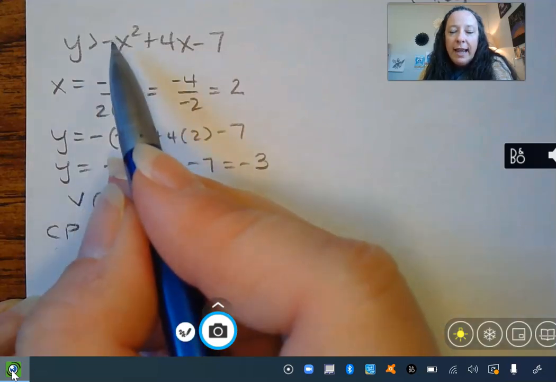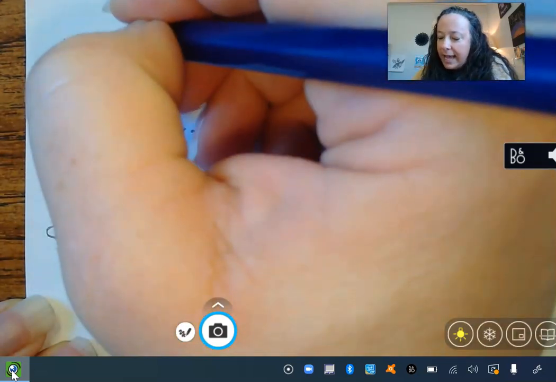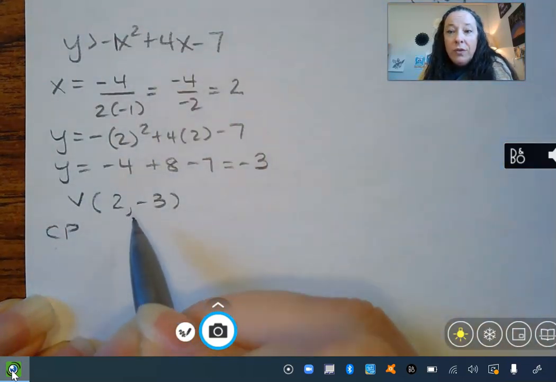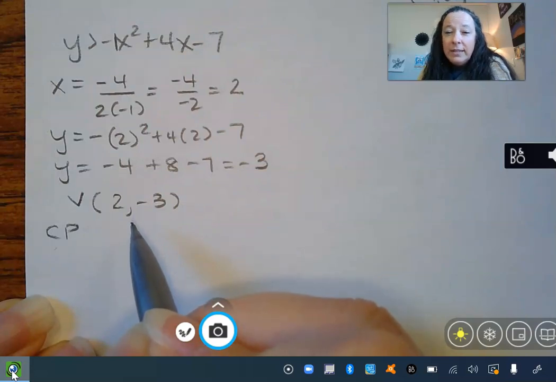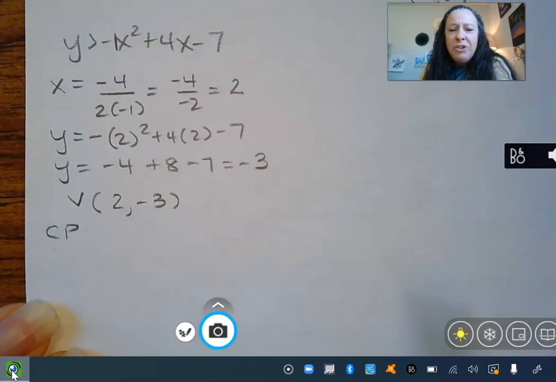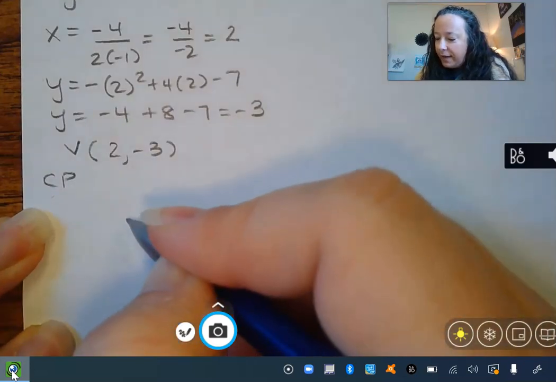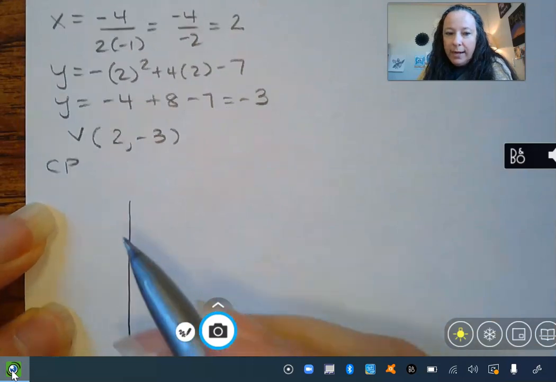Now I know it's opening down. And this right here, this a, is negative 1. So that means from the point 2, negative 3, I'm going to go down 1 to the right 1 and down 1 to the left 1. I'm going to show you, without writing down the corresponding points yet, how I do that and figure out the corresponding points.